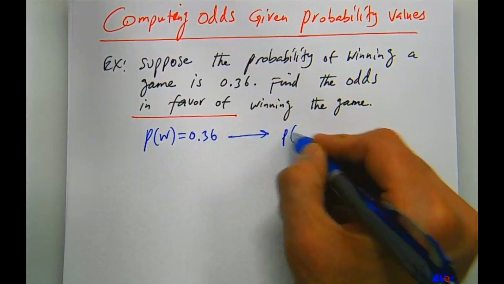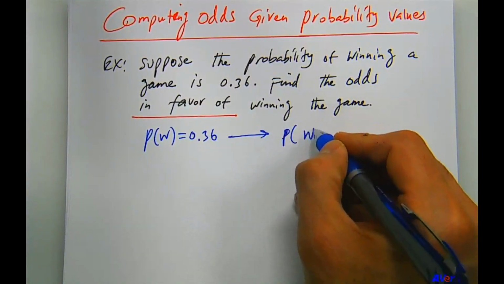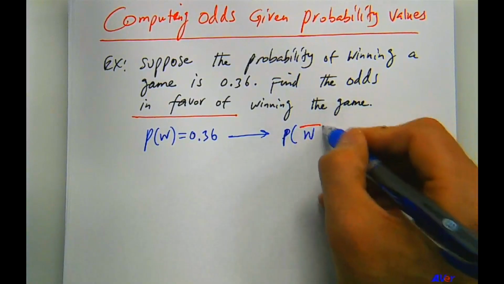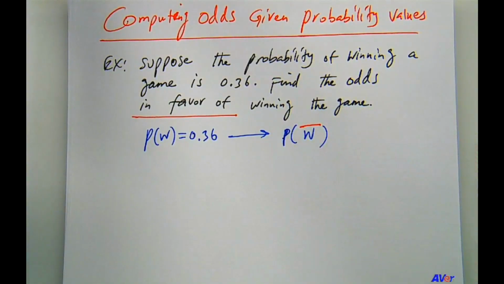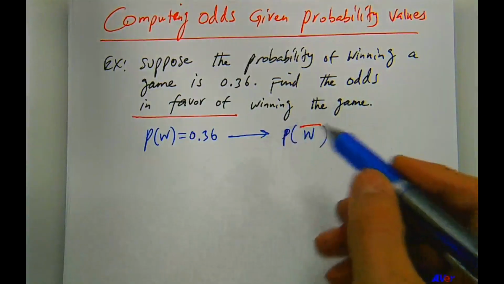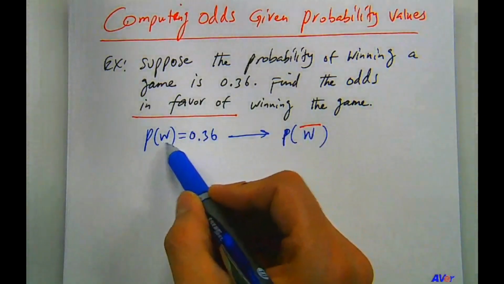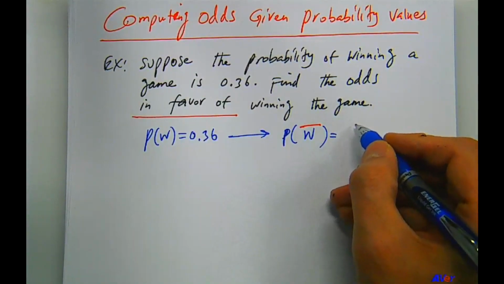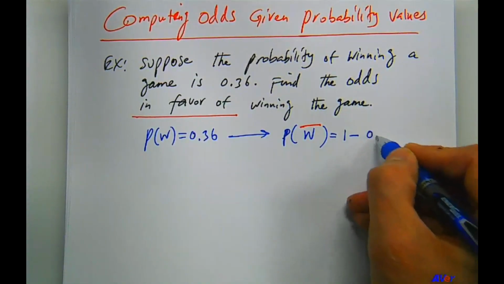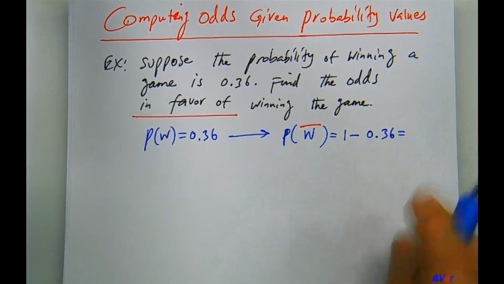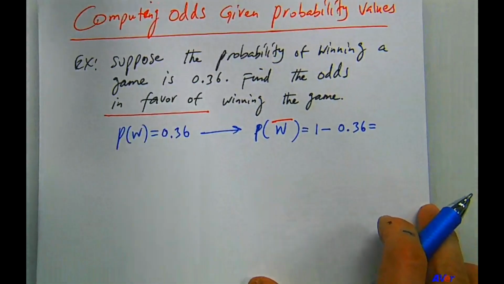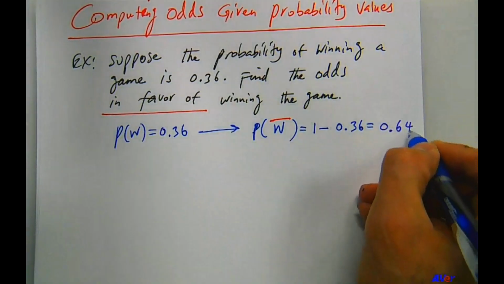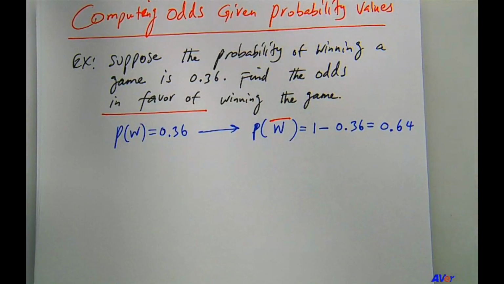Okay, so if we know that probability of winning this game is 0.36, then the probability of not winning that game, that is W bar, right? Again, I'm using the red ink to draw your attention to the difference in notation there. So probability of winning is 0.36. Probability of not winning is 1 minus that, right? So 1 minus 0.36, or that is 0.64, right? So this is 0.64, winning and not winning.